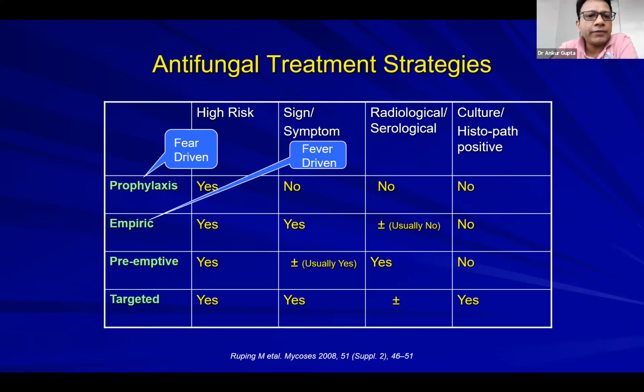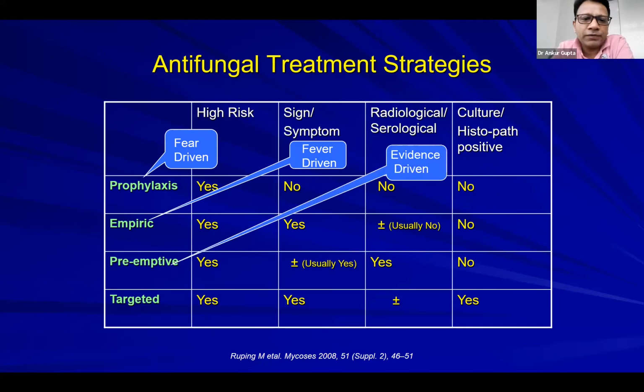Next is fever-driven. Okay, we know one of the most common features of fungal infections, it's no different from bacterial, it's fever. Okay, you can't explain this fever. Patient is on 2 antibiotics, still is spiking fever. So there is high risk, plus there is sign and symptom in terms of fever. There is usually no radiological or serological evidence, and of course, culture is not there.